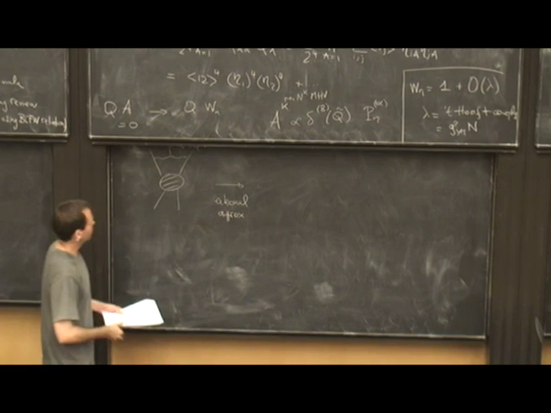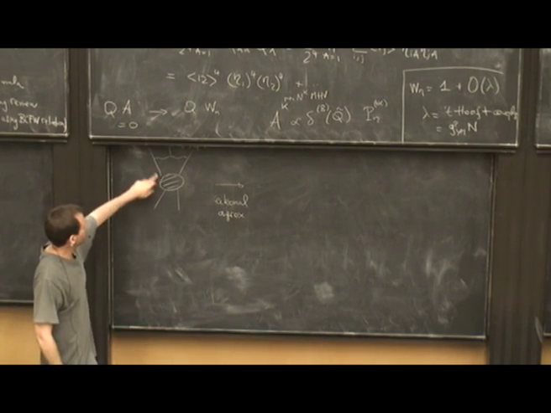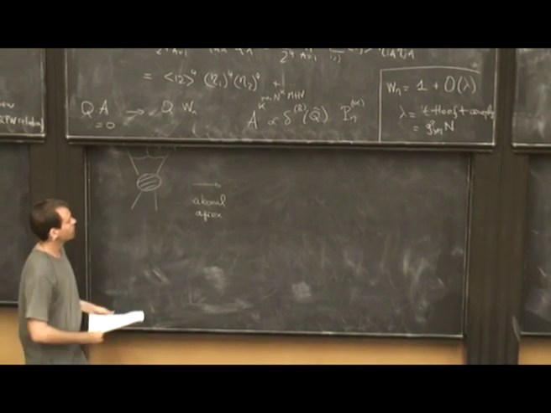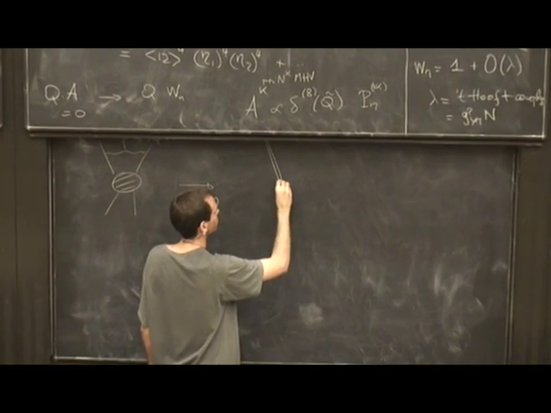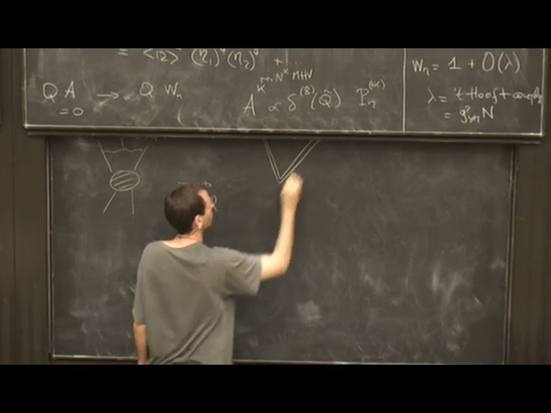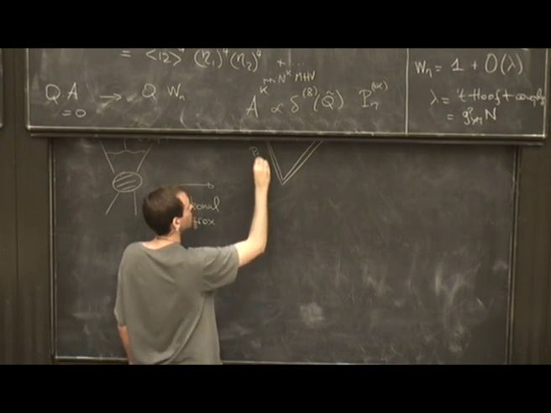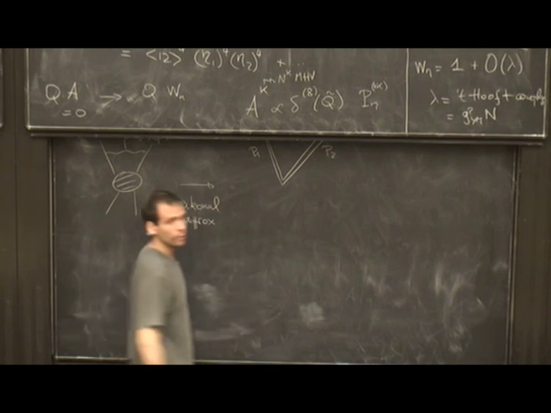So what is the eikonal approximation? The eikonal approximation is a replacement of this gluon by some Wilson line. Okay, so I have two Wilson lines, one for my gluon P1 and the other one for my gluon P2.